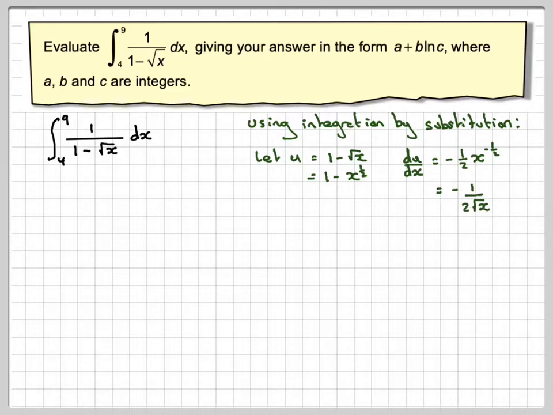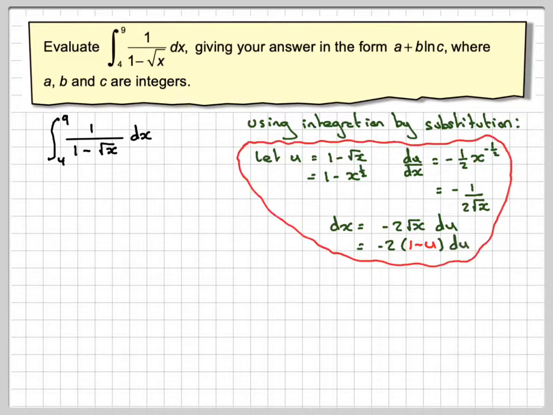So we need a replacement for dx. Rearranging this, we're going to get that dx is minus 2 root x du. But root x will be 1 minus u if we rearrange this. So we're going to have that dx is minus 2, 1 minus u, du.